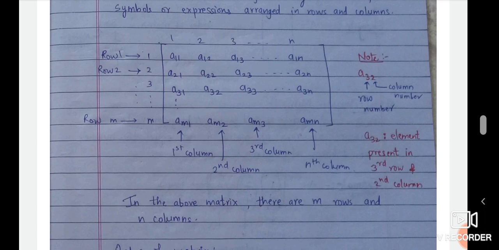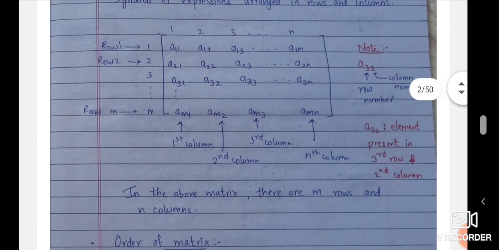Similarly, check the first row. The first element is A11, the second element is A12. Why have I written A12? Because that element is present in the first row, so I have written A1, where the first number denotes the row number, and it is present in the second column, so I have written 2. So that is A12. Similarly, the third element will be A13 because it is present in the first row only, but in the third column. Now similarly, see the last row, that is the mth row.